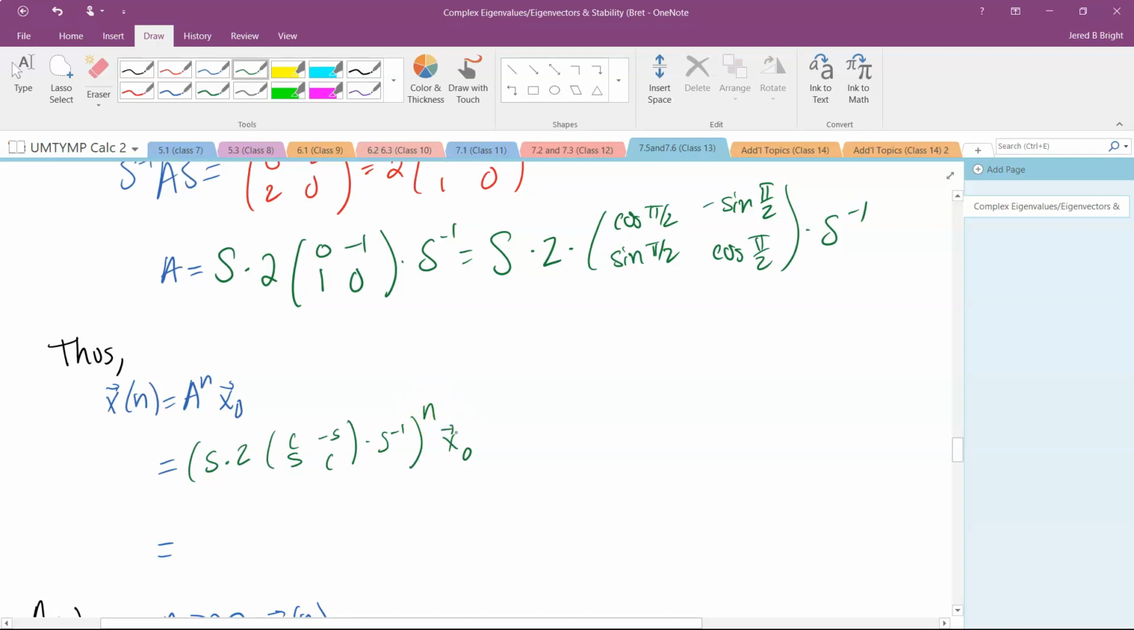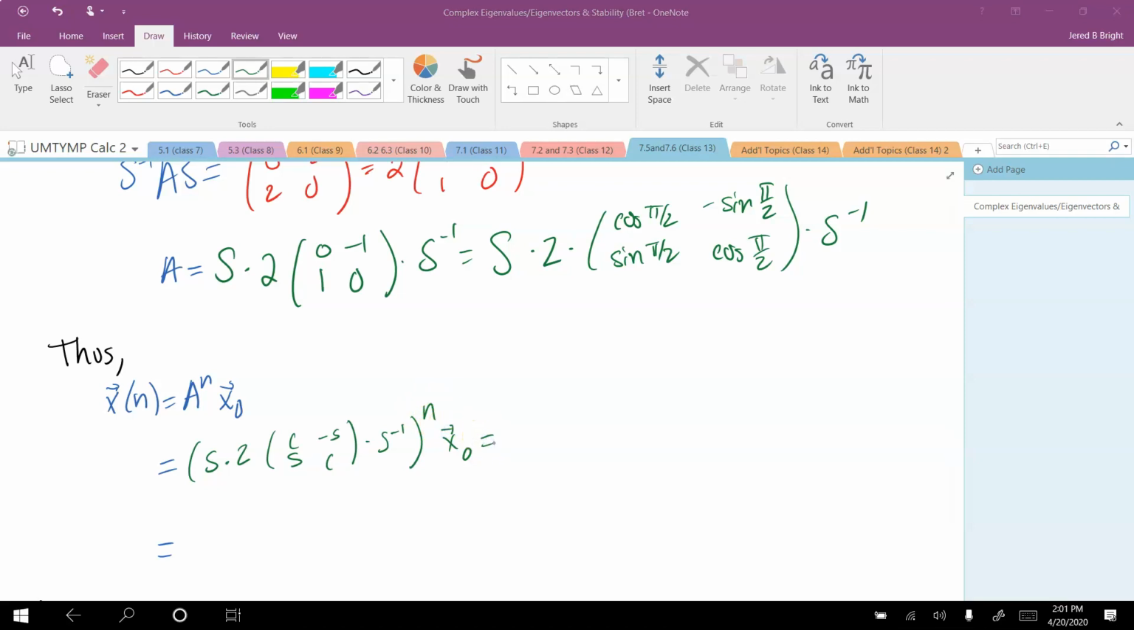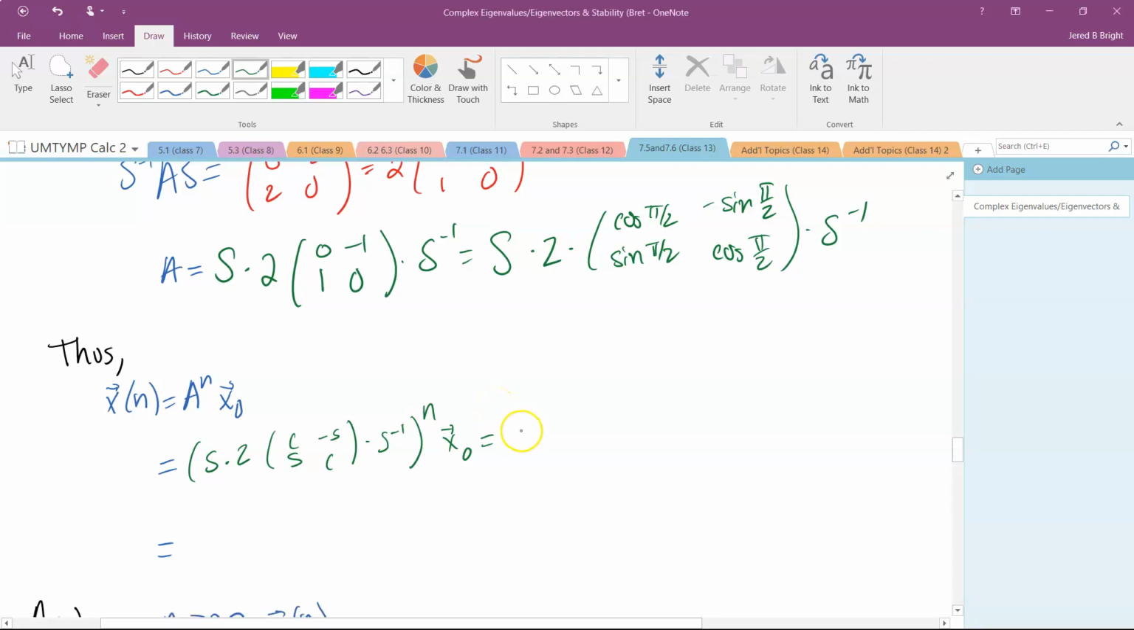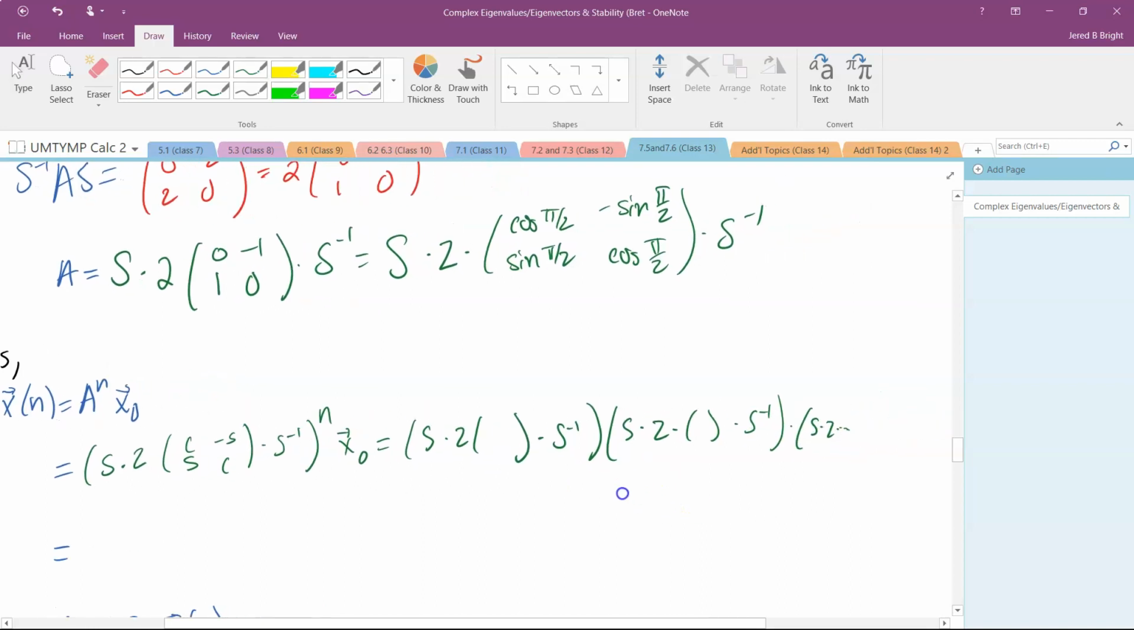Okay, I can write this out n times. This is going to be a little annoying. Bear with me. So this is going to be S times 2 times matrix times S inverse, right? And then another one, S times 2 times matrix times S inverse. I'm doing this to prove a point. S times 2 times dot dot dot, right? And I do this n times.